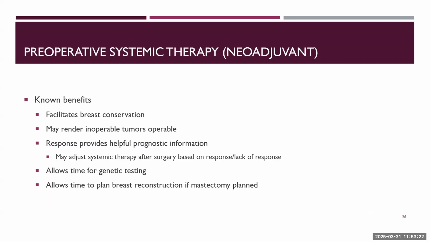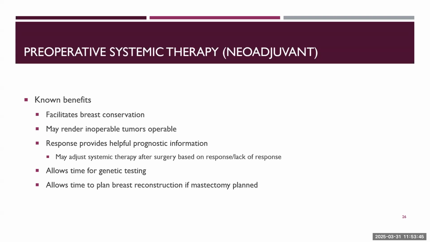So in some cases, we do consider preoperative systemic therapy, and this is termed neoadjuvant chemotherapy. The known benefits for this: it can sometimes facilitate breast conservation for patients. If a tumor is found to be inoperable in the beginning, if we give upfront therapy prior to surgery, it might shrink it and make it operable.